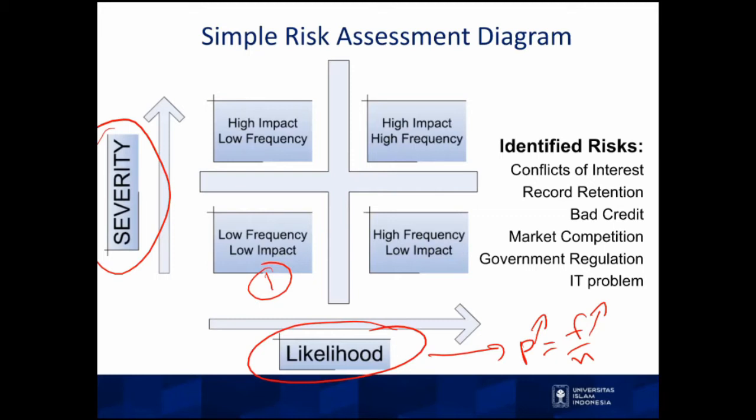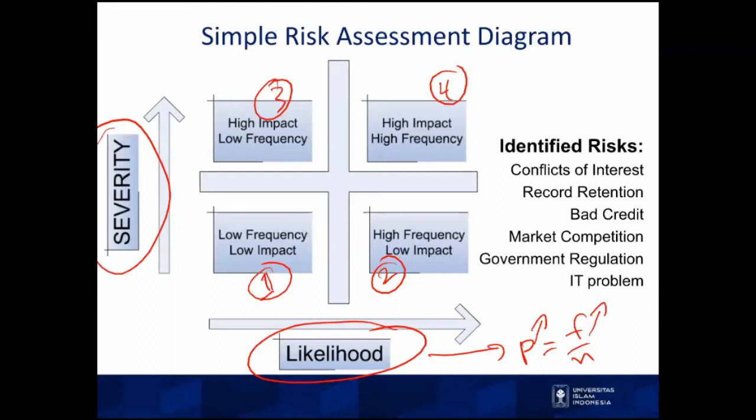So the first quadrant is a situation with low frequency and low impact. The second one is high frequency, low impact. The third one is high impact, low frequency, and the fourth one is high impact, high frequency. Okay, so we can map a risk event into this kind of risk assessment diagram, which some people call a risk map or risk assessment matrix.